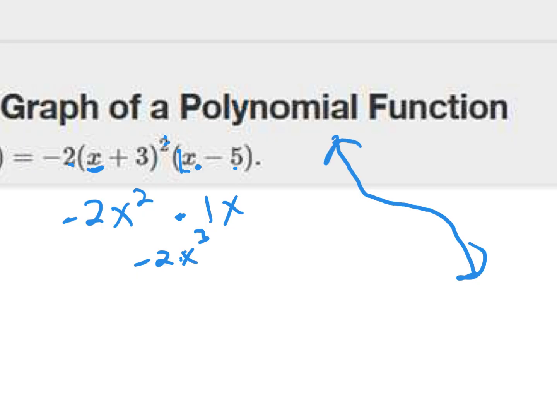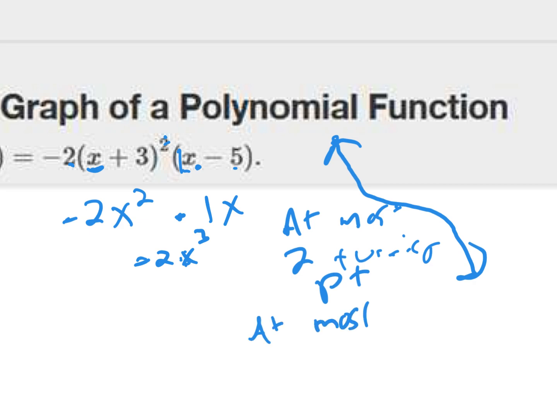Ta-da! It looks like that. Because when your cubic is negative, it starts at the top and falls all the way down. And since it's a cubic, there could be 2 turning points, at most 2 turning points. At most, actually, it's not even at most 3 real zeros. 3 real zeros. But it is possible to only have 1 real zero.